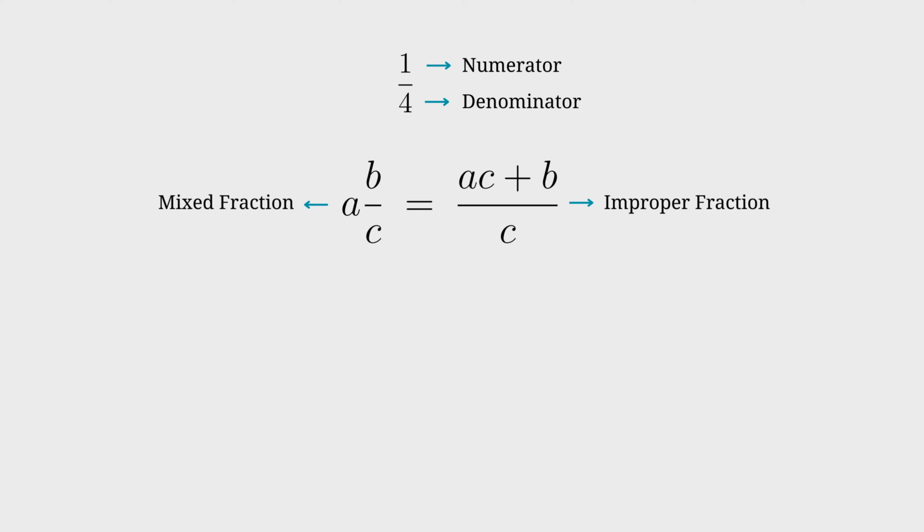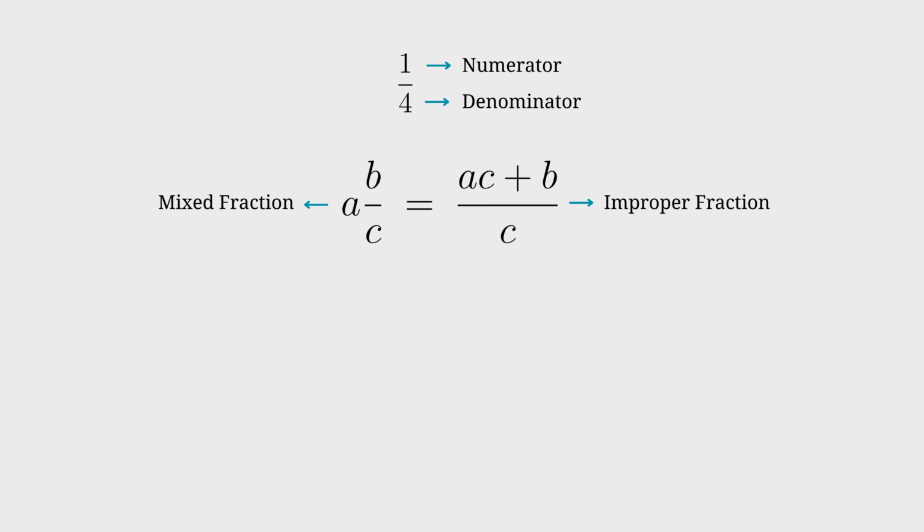Here we have a quarter, also called 1 over 4. The 1 at the top is the numerator, and the 4 at the bottom is called the denominator. A mixed fraction will take this form, where a whole number is next to the fraction, and an improper fraction is a fraction where the top, or the numerator, is bigger than the bottom, or the denominator.